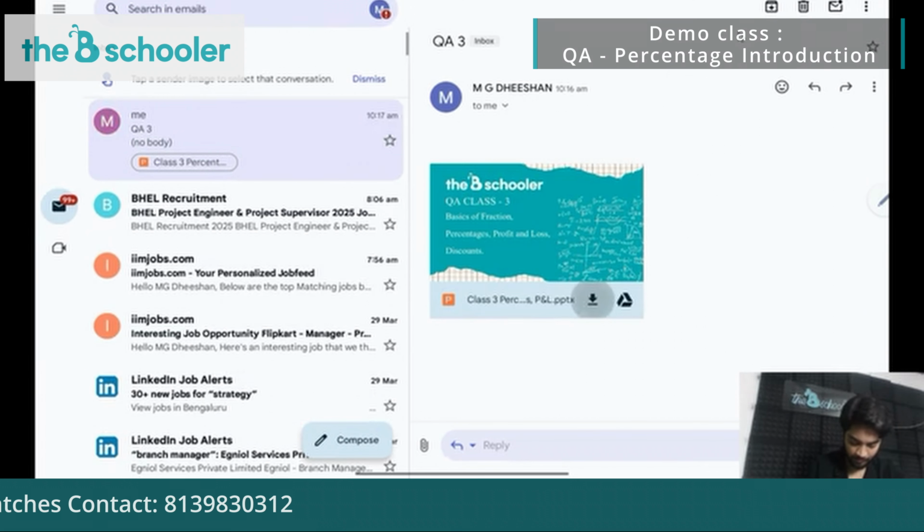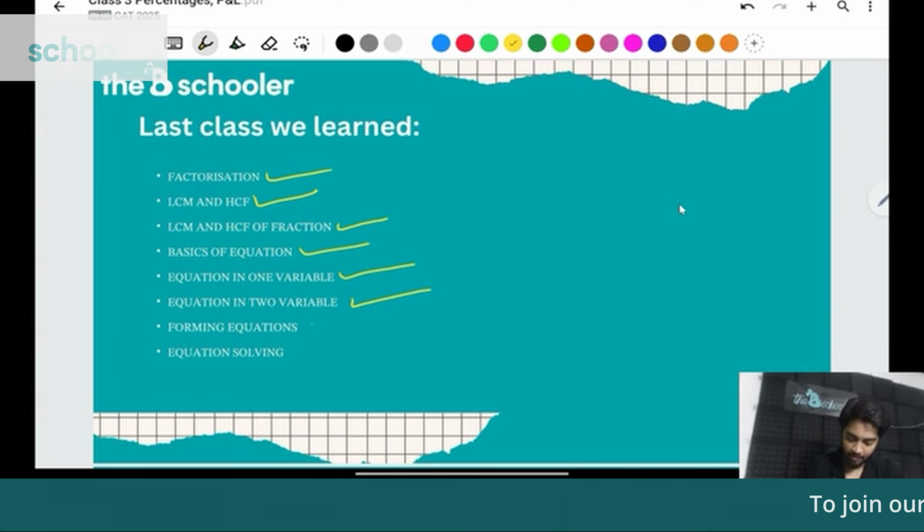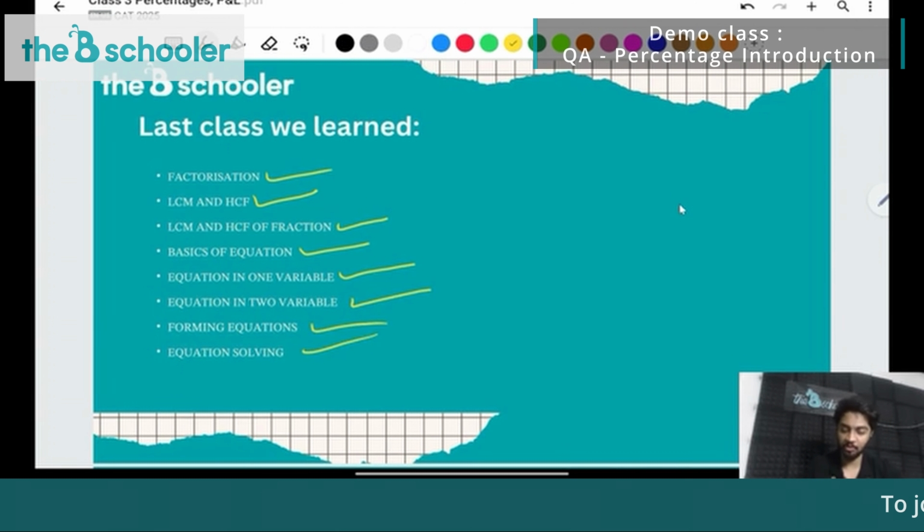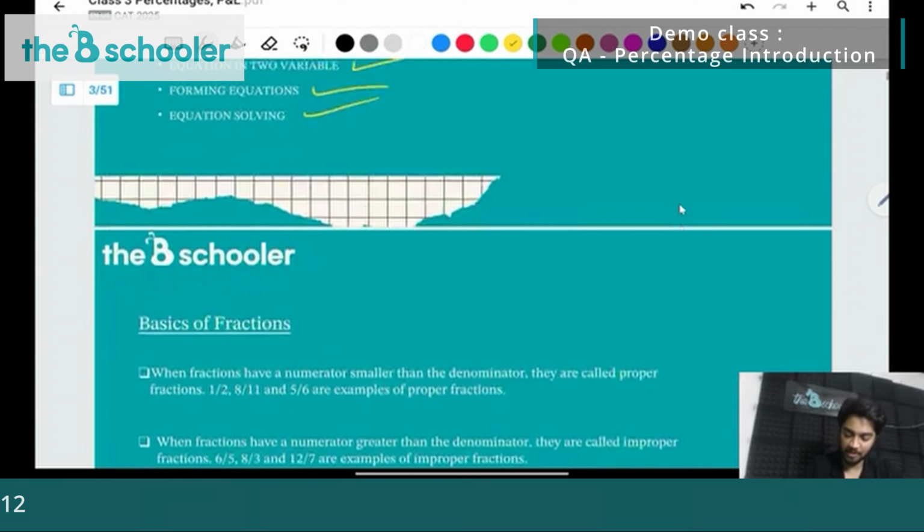And since none of you told any mistake or any problem that you are facing, I understand that you guys are quite familiar with HCF and LCM now. LCM of fractions was also there, and its questions were in the practice questions too. Then basics of equation, solving equation with one variable, which you guys are familiar with now. Formation of equation and solving equations in one variable, equation in two variables, which we just talked about now. Forming equations and equation solving, these are what we learned. These are the basic things that you will need.